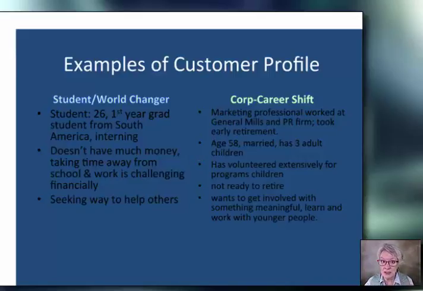They've got 2 adult kids, so they've got some more free time they might not have had when their kids were younger. They've volunteered a lot with children's programs, and they're clearly not ready for retirement. They really want to find out what they can do next. So they want to get involved in something meaningful where they can learn and work with people who are younger than they are. Very specific profiles, very different people. Both of these are people that Impact Hub wants to figure out how to serve.